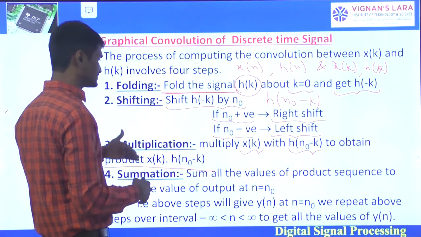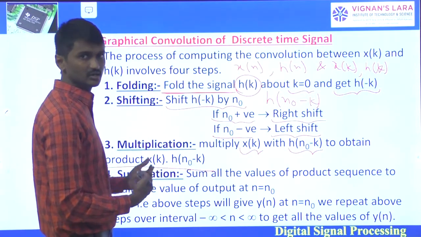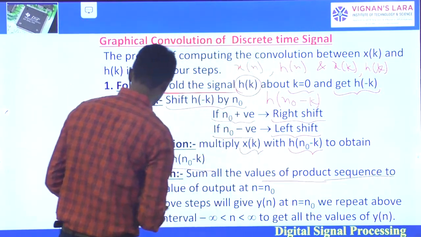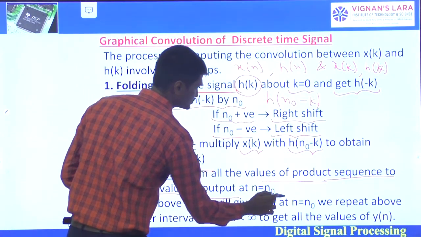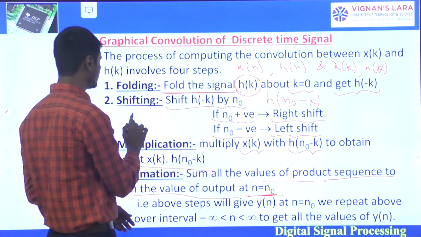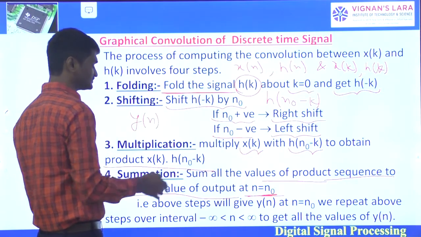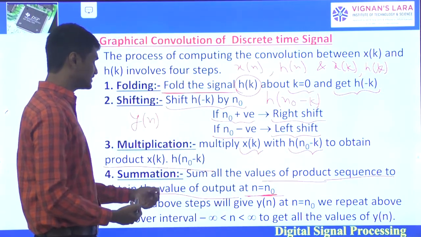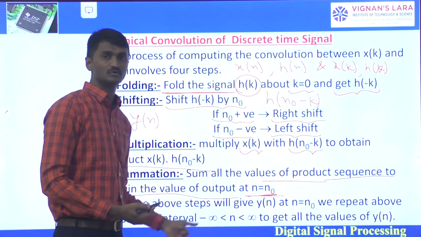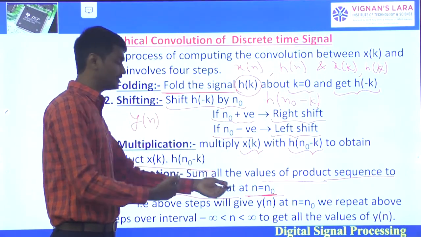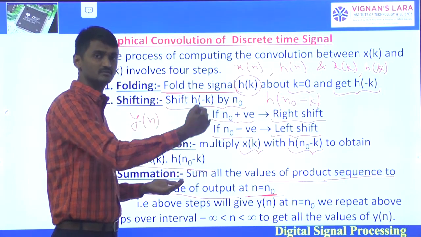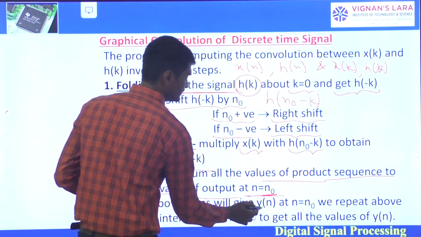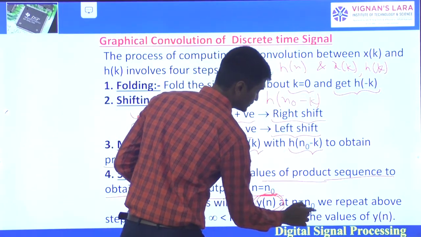Next will be the summation of all the terms. Sum all the values of the product sequence to obtain the value of the output at n equals n naught. That output is nothing but y of n. The respective value of n naught changes for every summation. The above steps give y of n at n equals n naught.